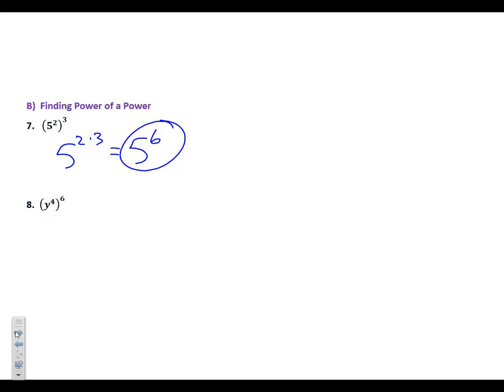In example number 8, y to the 4th raised to the 6th, that would be y to the 4 times 6, which equals y to the 24. Pretty straightforward. Ladies and gentlemen, please make sure, if you haven't already, that you go back to your notes and you take notes from page 418 and 718 on the power of a product property. If you haven't done that, pause the video, go do that, and then come back and join us.